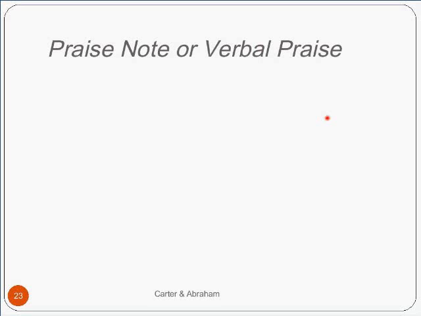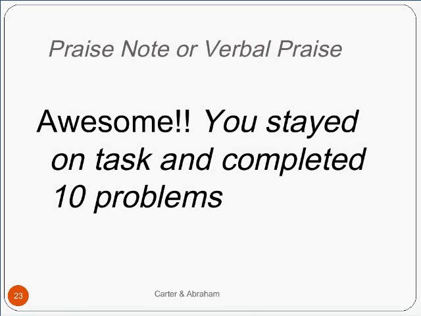And so it's really important that as much as we can be positive with them, that we're positive. It's this idea of catch them being good, especially your kids who have issues with attention. It's really hard for them to pay attention to things. It's not like other kids. Their attention system just is not as efficient as other kids. So if you catch them paying attention for a minute or so, let them know. Either give them verbal praise or give them a praise note: awesome, you stayed on task and completed 10 problems.